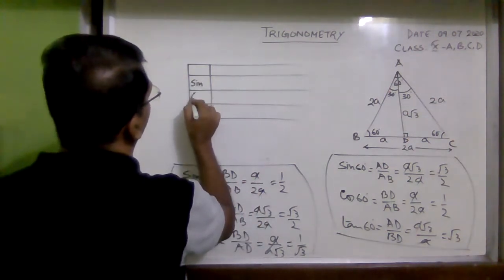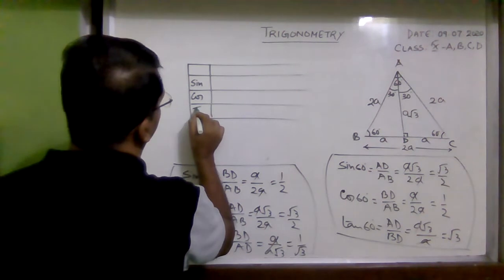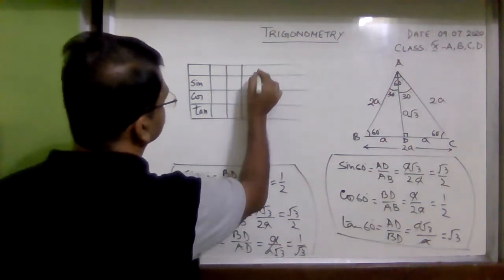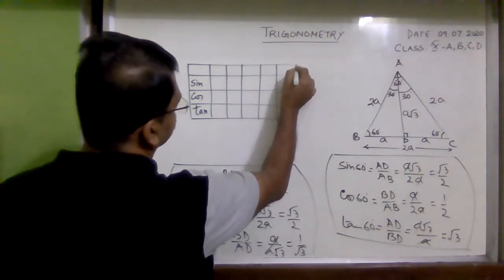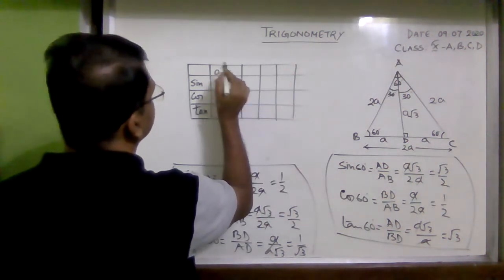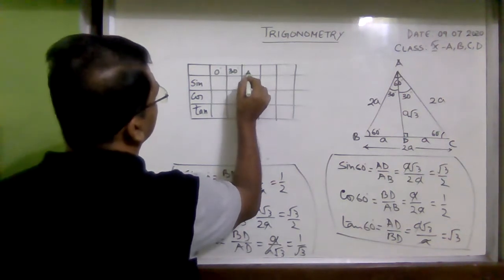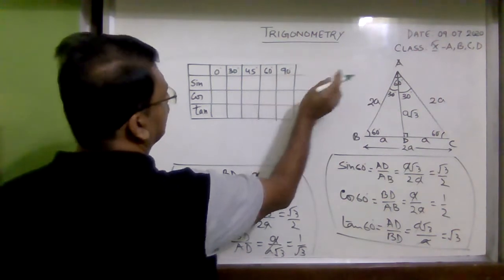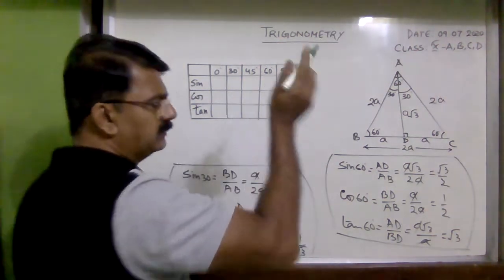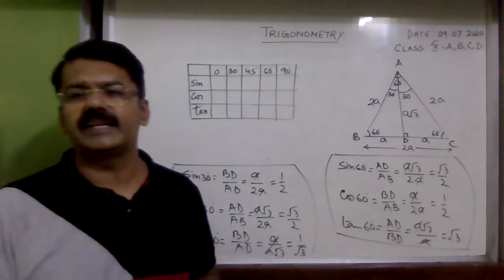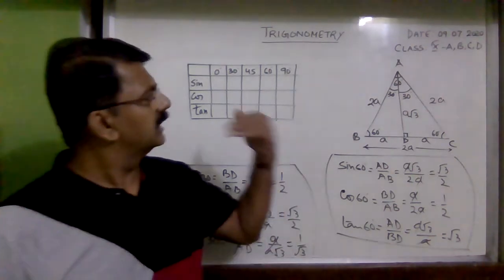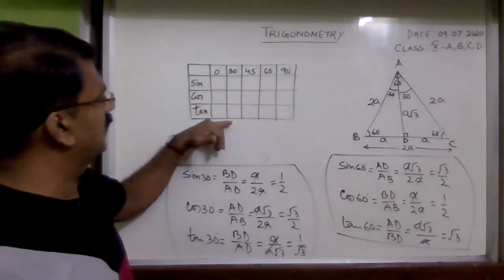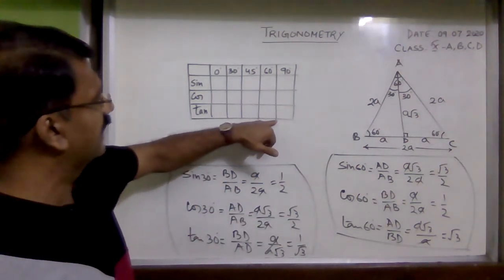Sine, cos, tan. The special angles are 0 degree, 30 degree, 45 degree, 60 degree, 90 degree. Actually, they can be extended to 120 degree, 135 degree and 150 degree also, and so on. But that is in the higher classes. In class 10th, you must know these values only.